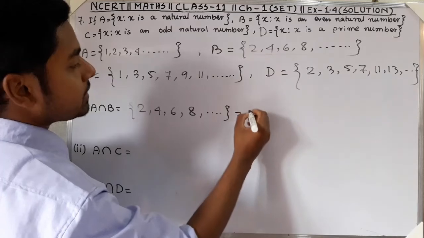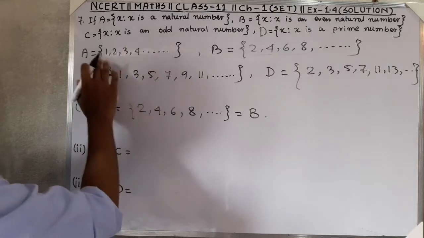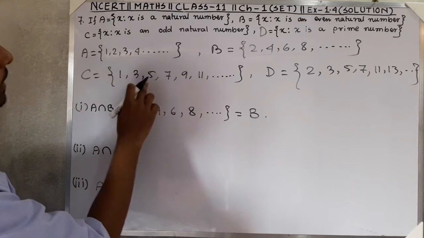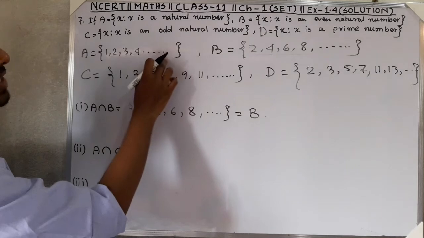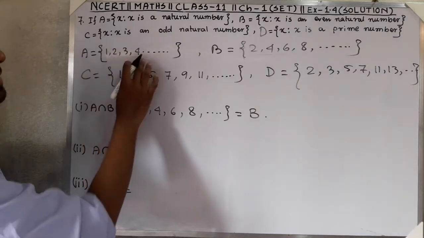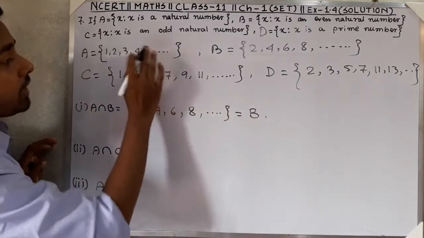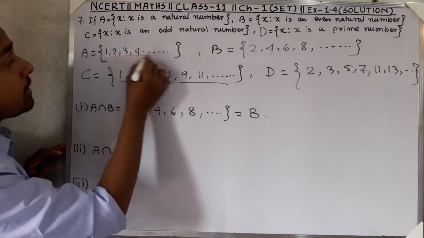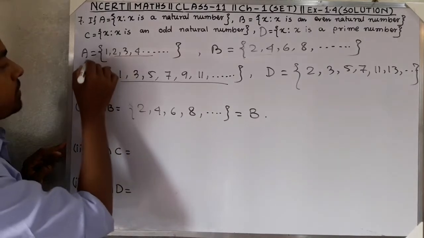That means which set is it? B. Now A intersection C. A is the set of all natural numbers, and C is the set of odd natural numbers. A contains all the even natural numbers and all the odd natural numbers, while these are only odd natural numbers. So what will be common between these two sets A and C?